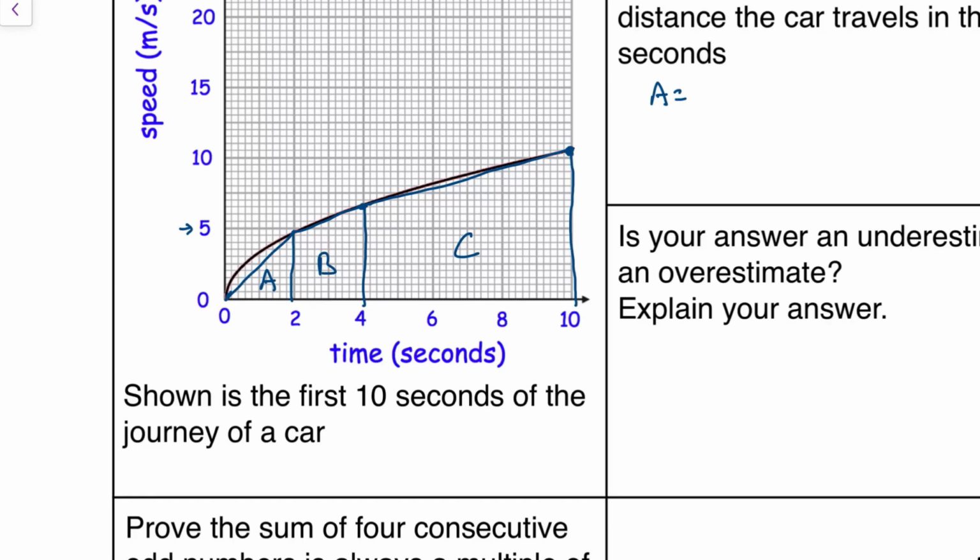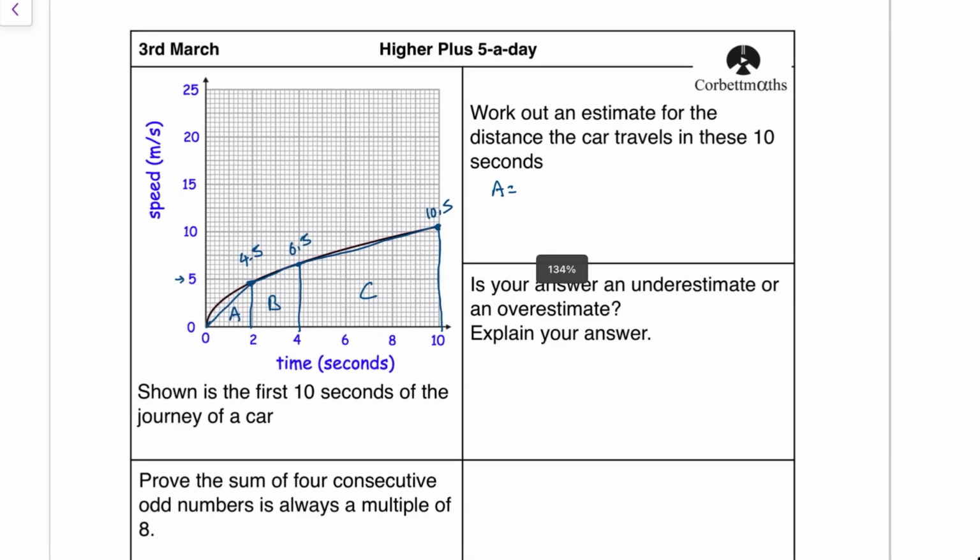Which means that this here, I'm going to write the points on so you can see what I'm doing, is 4.5. It means that this is, really hard to see, 6.5. And it means this one here is 10.5. That will do, won't it?